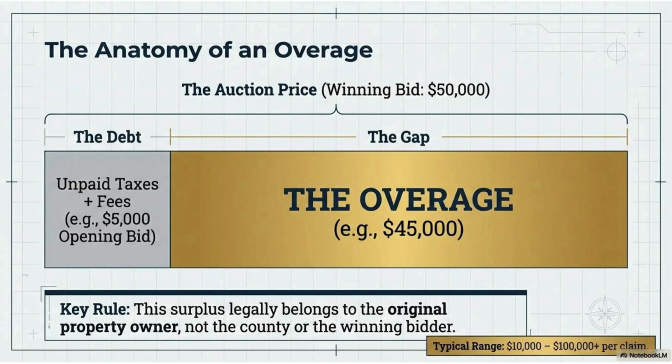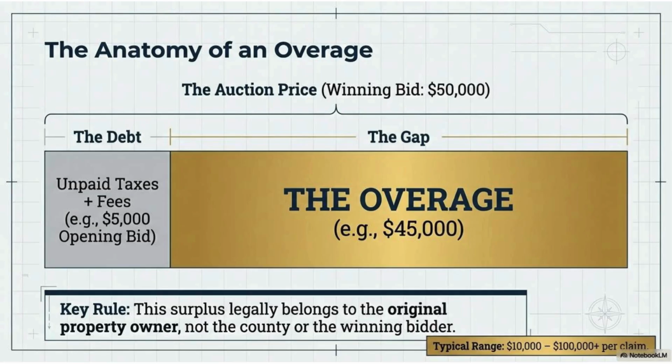Let's walk through exactly how an overage is created. Imagine a property goes to tax auction with a winning bid of $50,000. The original debt, those unpaid taxes and fees, might only be $5,000, which was the opening bid. The gap between that $5,000 debt and the $50,000 auction price? That $45,000 difference is the overage.